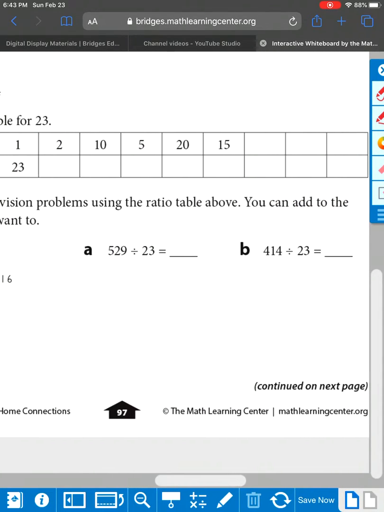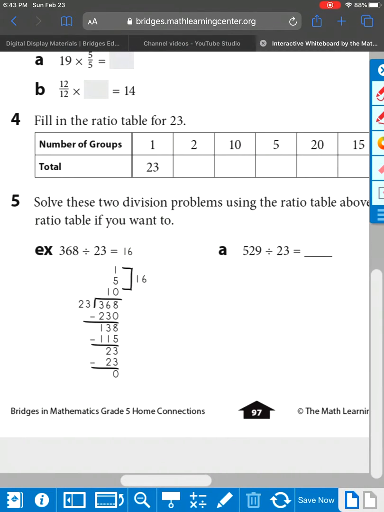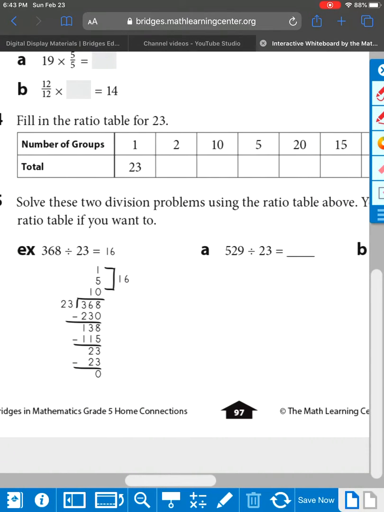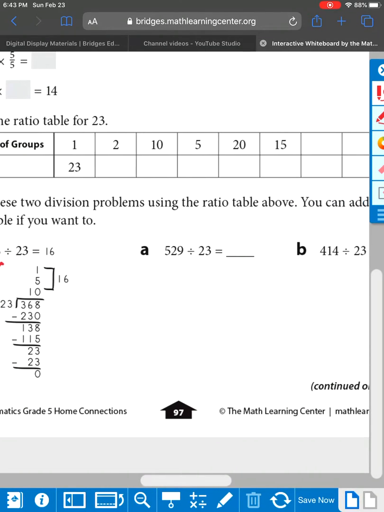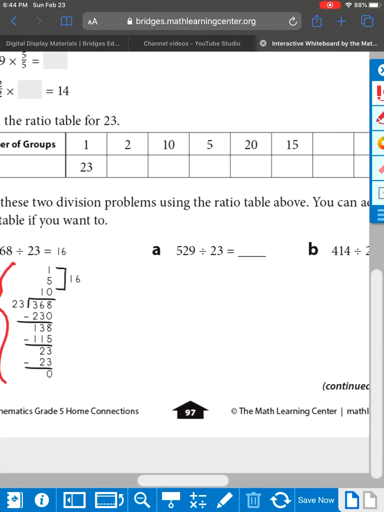All right, so for number 4 and 5 on page 97 of the homework, we are asked to fill in a ratio table and then use our ratio table to solve some division problems. And you'll see here that we have this interesting little way of doing division. So I'm going to model how to do that division in these two problems.